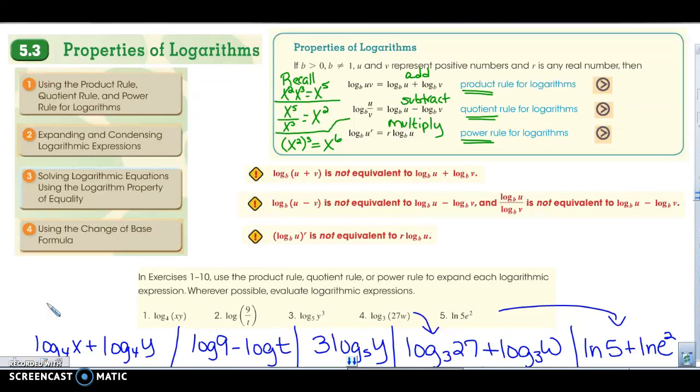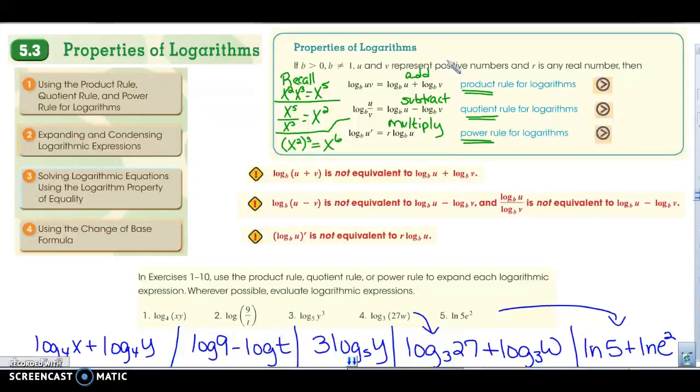Let's take a look at section 5.3, Properties of Logarithms. These first three properties are based on the rules that b has to be greater than 0, b cannot equal 1, u and v represent positive numbers, and r is any real number. These three rules are very closely related to exponent rules that you're familiar with.